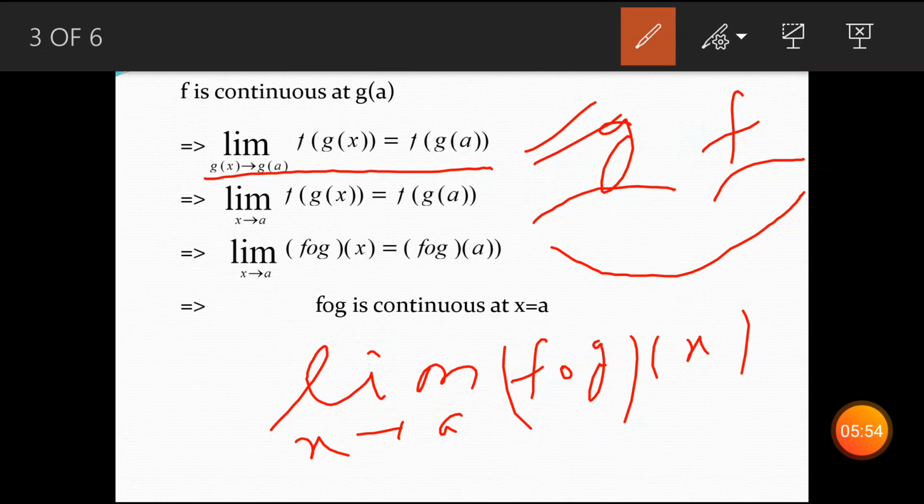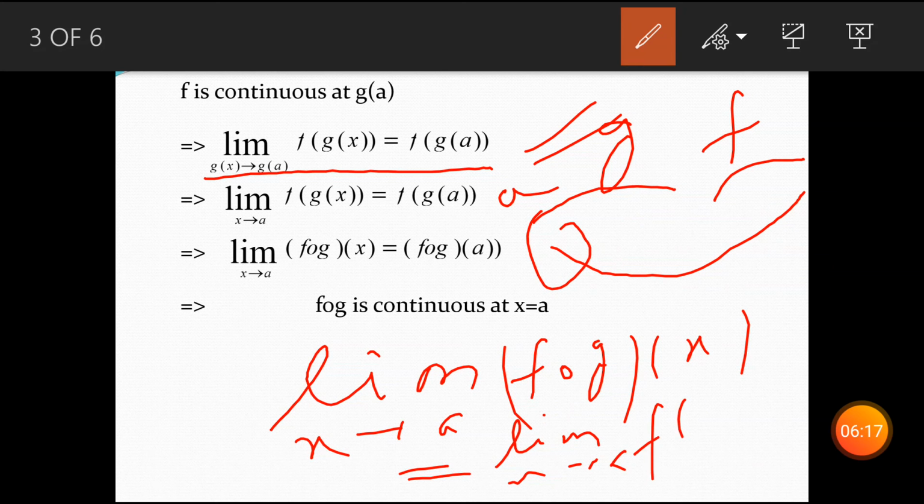For proving that, you know very well what will be the domain in this case. Obviously the domain will be x, and a is a point in the domain. So limit x tends to a of (f o g)(x), and (f o g)(x) can be written as f of g(x), that we have already studied. And from this result f of g(x) is nothing but f of g(a). So we can write f of g(a) here.